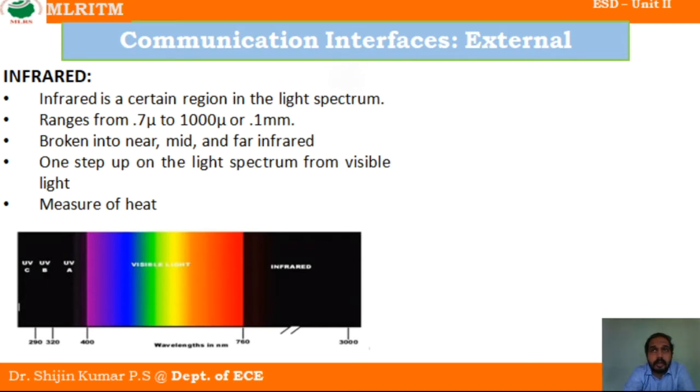Normally we use infrared for measuring heat. As you can see, nowadays we have thermal scanners, right? It will be in the shape of a gun. If you go to an airport or a railway station, they will use these thermal sensing devices, and we can sense temperature. So that is one application of infrared.